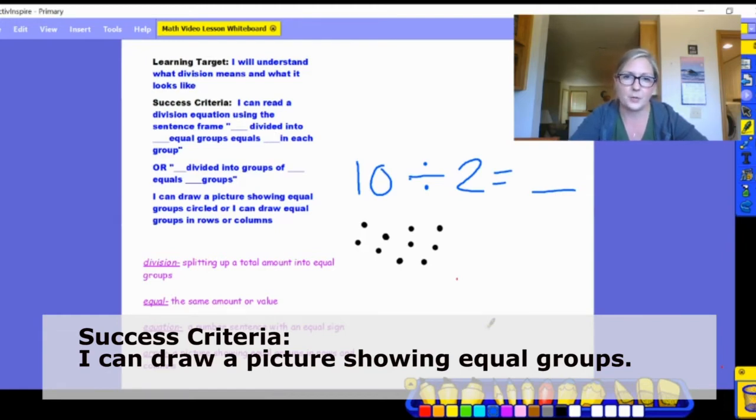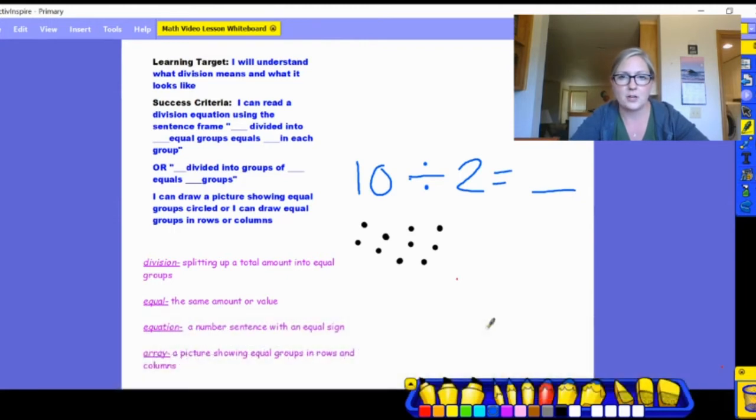A picture that helps you show how many equal groups you can make, or a picture that shows how many are in each of the equal groups that you're dividing by. So that's our goal for today, being able to read a division equation using those words and being able to draw a picture that matches a division equation.